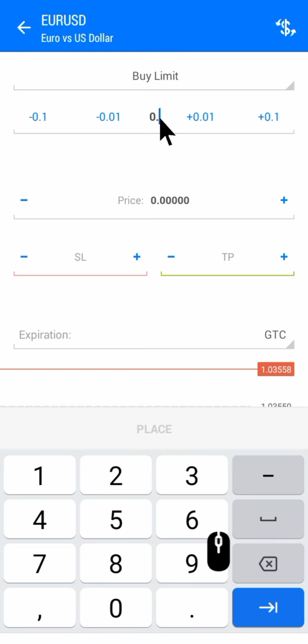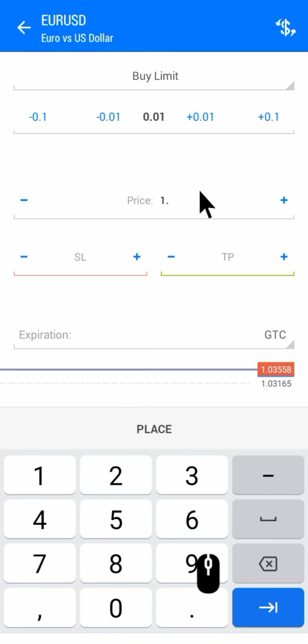So I'm going to use 0.01. That's the micro lot size, the lowest lot size on my broker. Now, the other price, we are going to place it here. The other price, you remember it, come here and say 1. We are going to delete all those zeros. Then you press 1.01614. So this will be the price.